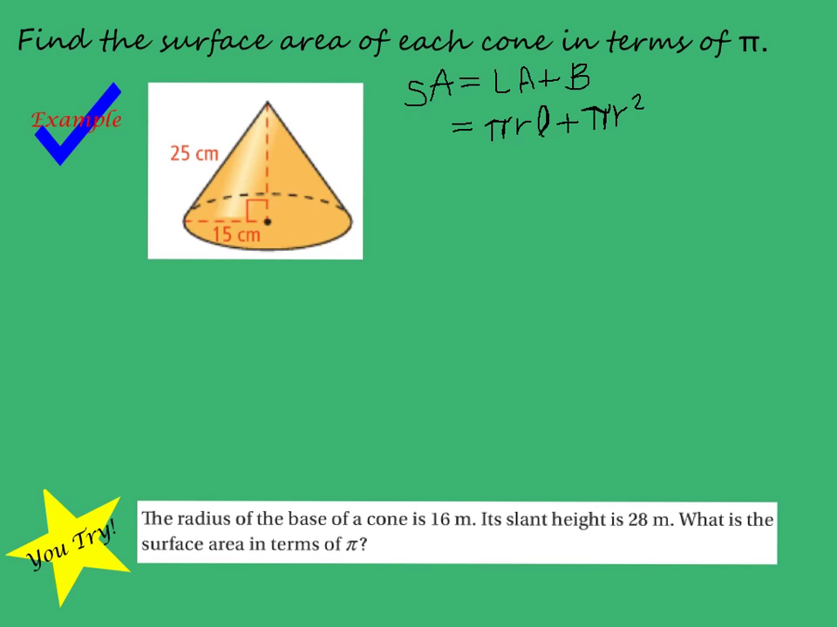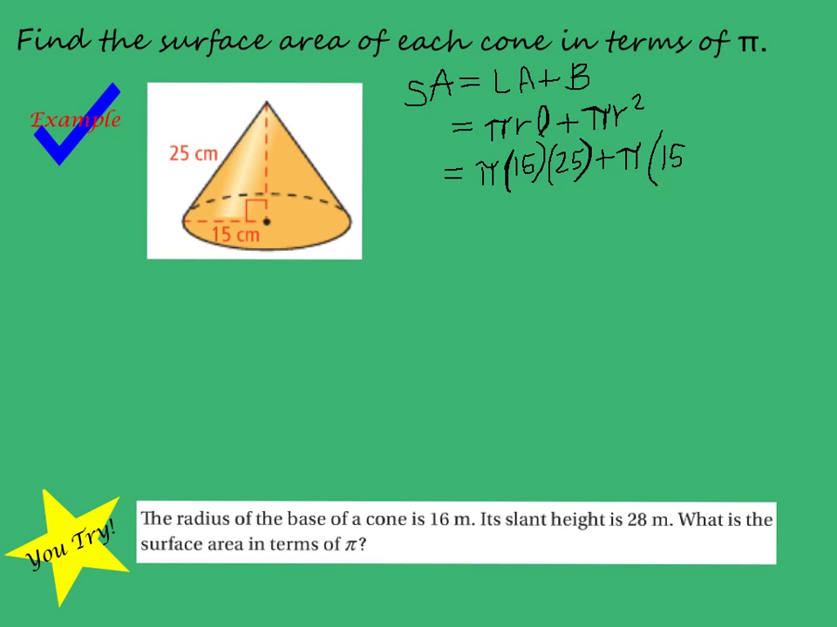And now I just need to substitute in things. So I'm going to leave it in terms of pi, so I'm going to leave it as pi. My radius, according to my diagram, is 15 centimeters. My slant height, again according to my picture, I have 25 centimeters. Plus, I have pi again, and then r squared. R we said was 15 squared.